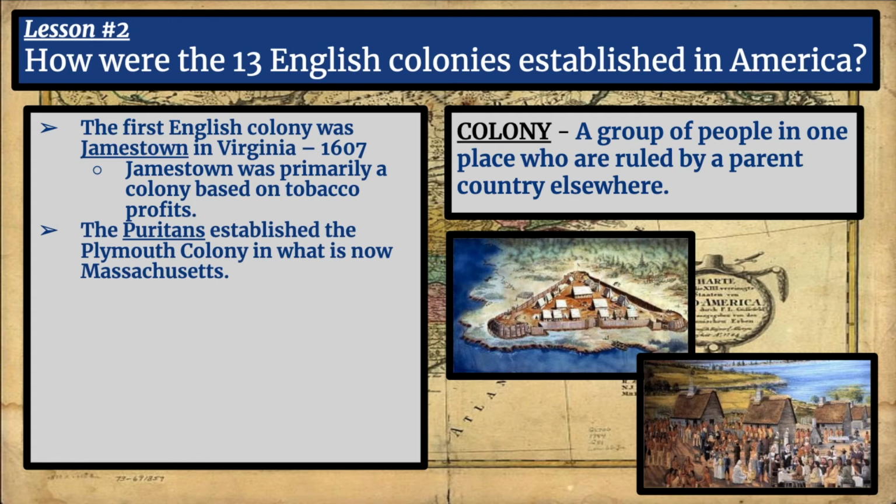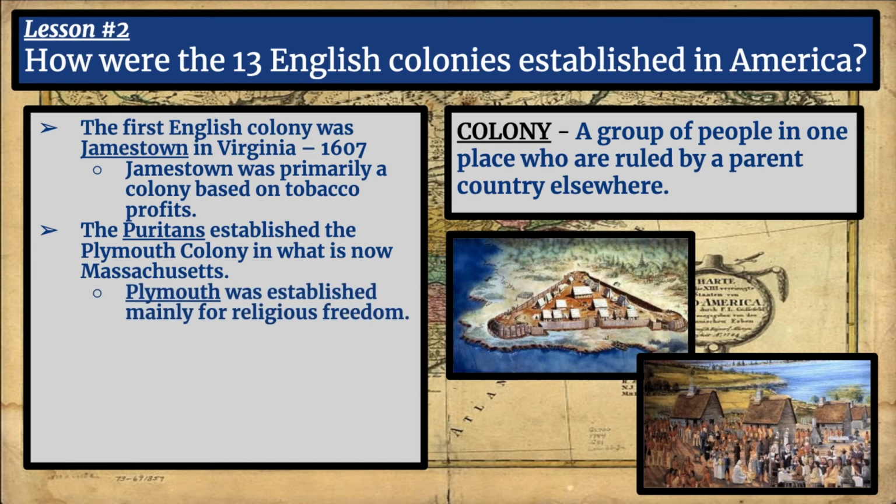Rather famously, the Puritans, who were a religious group, established the Plymouth Colony, and it is pronounced Plymouth, in what is now Massachusetts. So this is farther north, colder climate. The Puritans' motivation was not economic. The Puritans' motivation was religious. They wanted to practice their faith freely, and they did not believe they could do that in England.